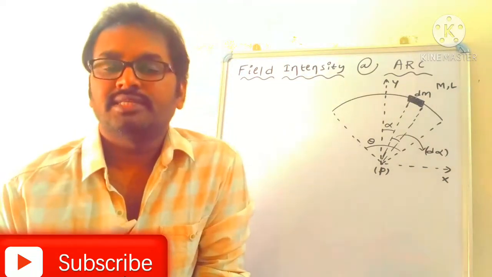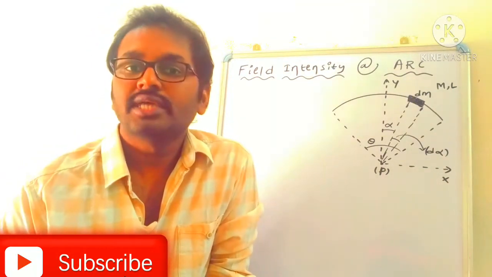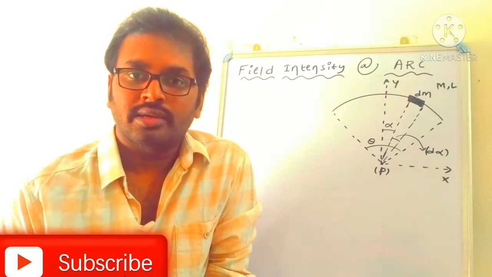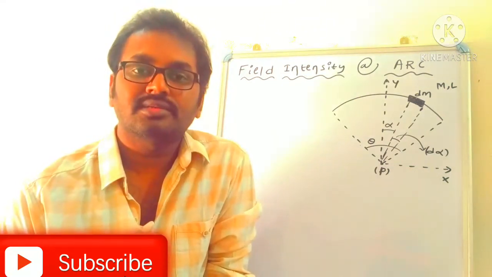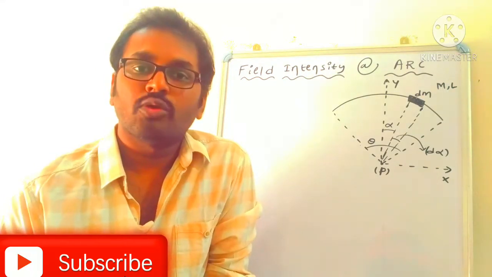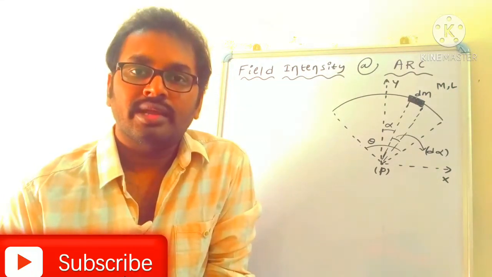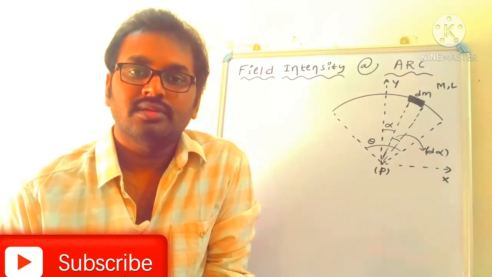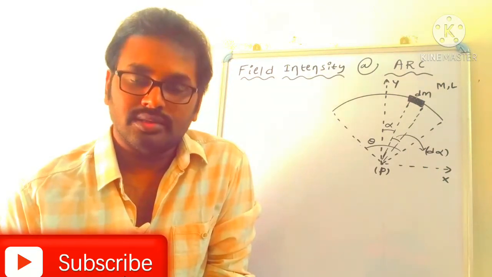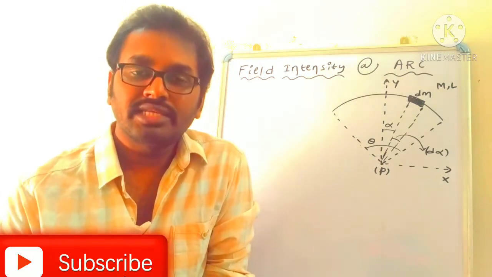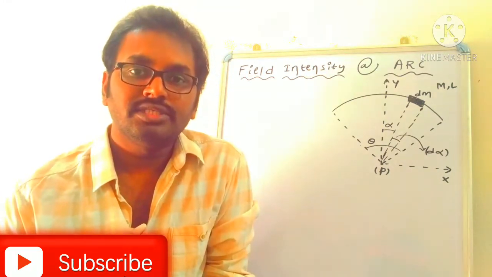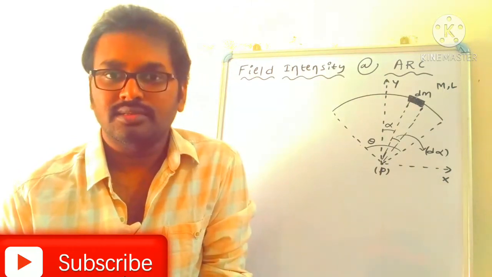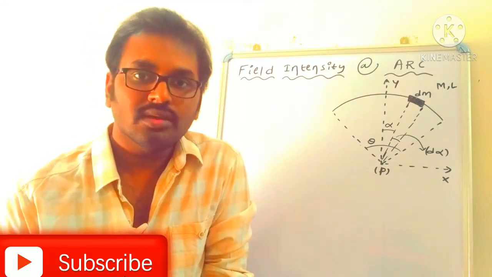So far we have seen gravitational field intensity due to a point mass and a distribution of masses, then the ring and the finite rod. So we have reached a circular arc. How do we find the gravitational field intensity due to the given arc of mass m and length l? So let us see today's concept.